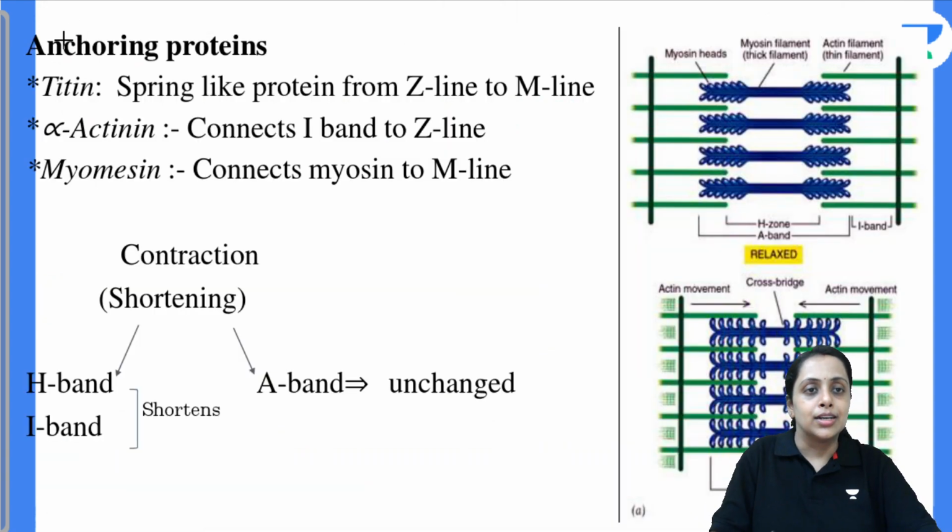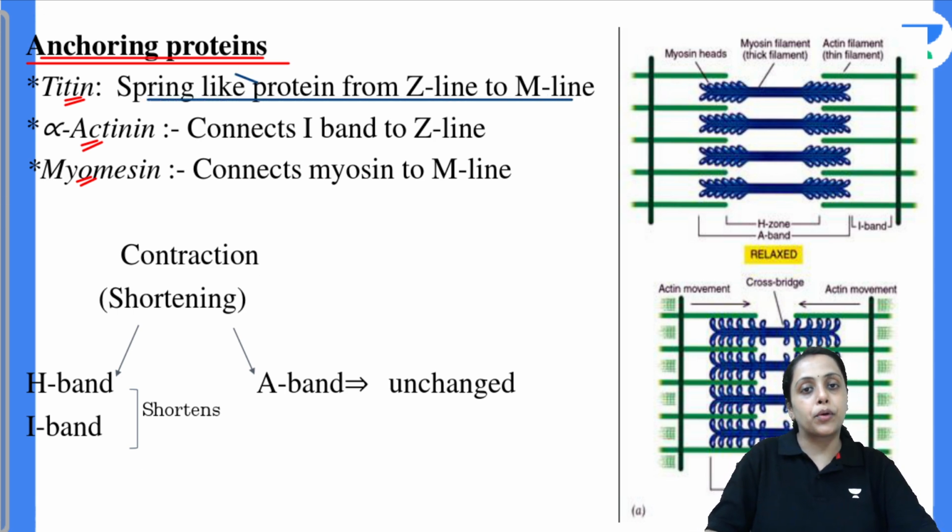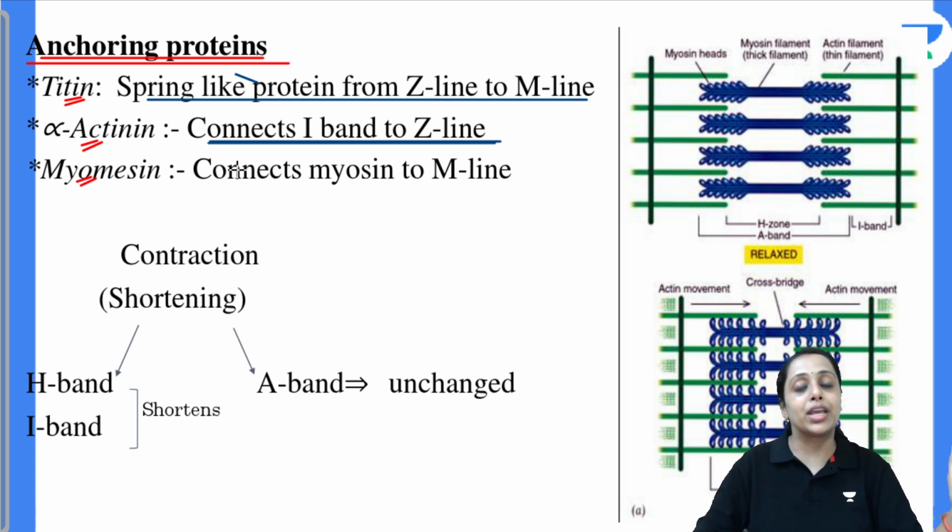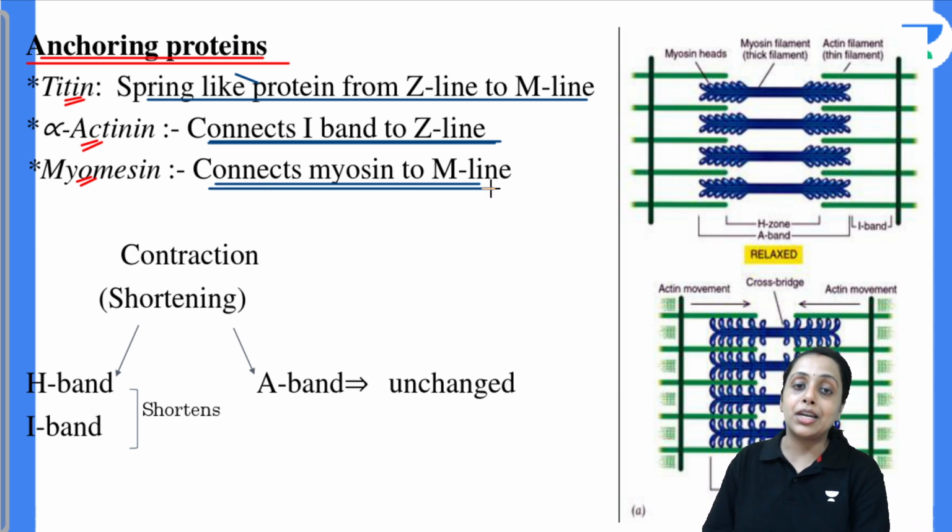So moving further, same thing is written out here. Anchoring proteins are titin, alpha actinin and myomesin. Titin kya hai? Titin is a spring-like protein that arises from Z line and it reaches to M line. Alpha actinin connects our I band to Z line, or we connect our actin filament to Z line. Next is the myomesin. Myomesin kya karta hai? Myosin band ko M line se connect karta hai.